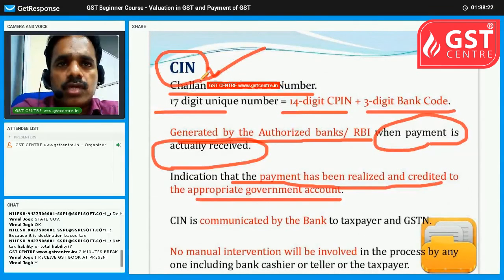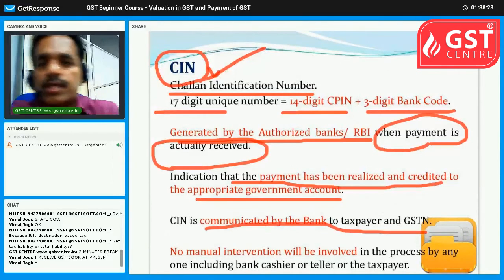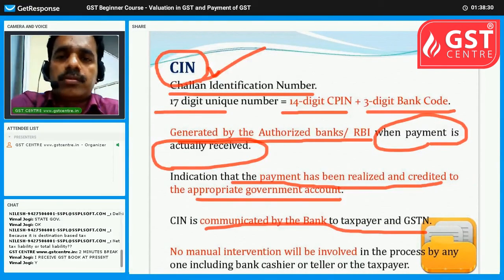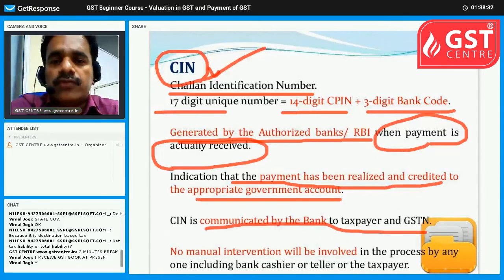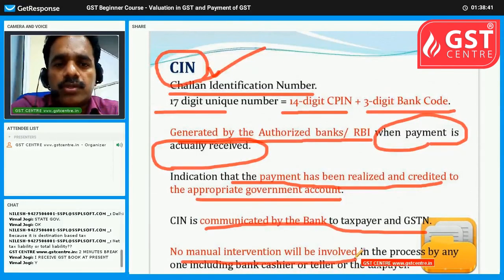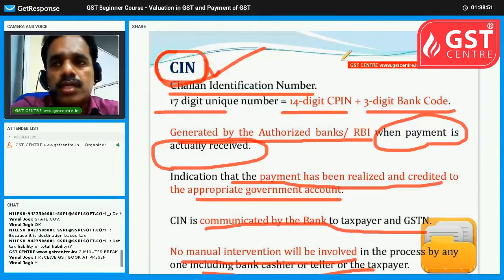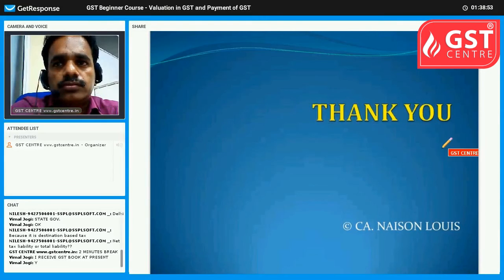So we will get a confirmation through the challan identification number, and it will be informed by the bank through the GST common portal to both the taxpayer and the GST network. Then no manual intervention is involved in the process by anyone, including the bank or the taxpayer. So after making payment of the tax, we will get a challan identification number.